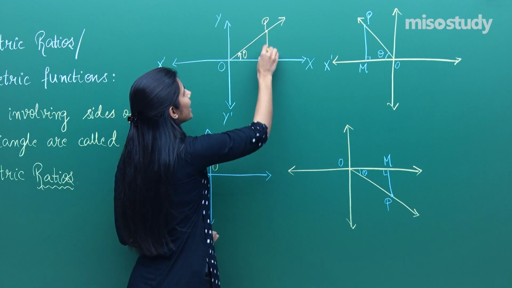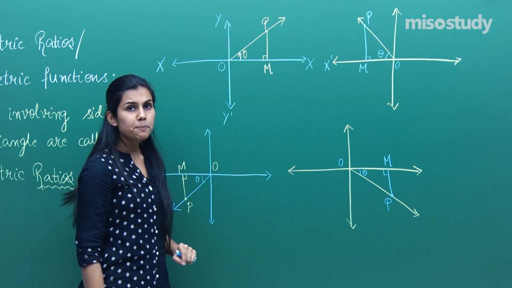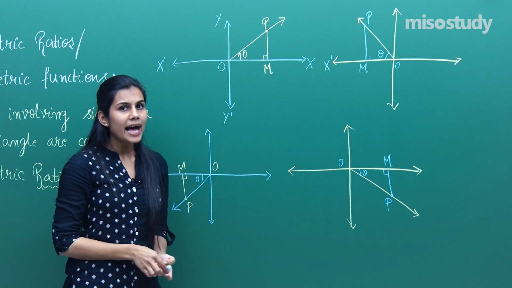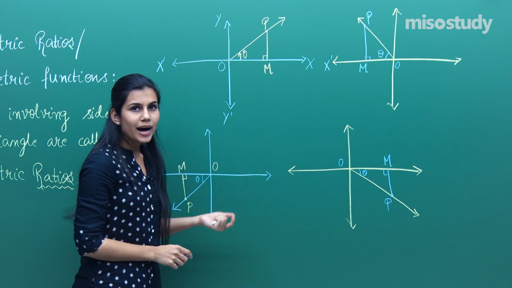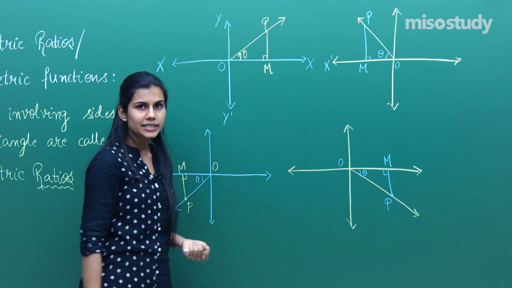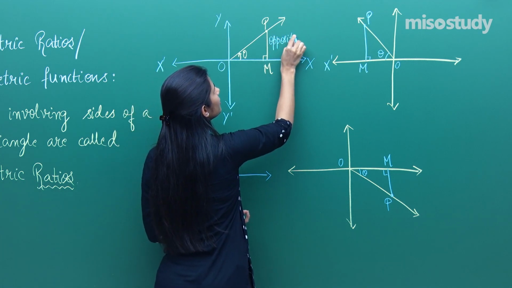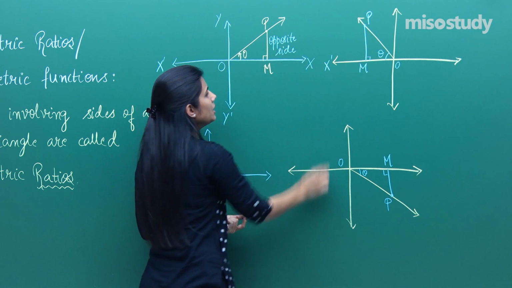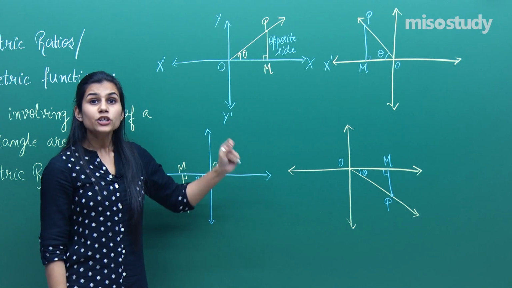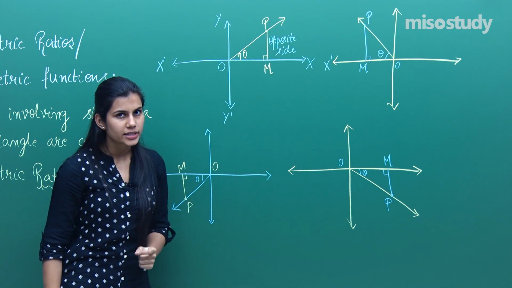If you observe the side PM of the triangle POM, the side PM is a side lying opposite to the angle theta. And that's why I name that side, which is lying opposite to my angle theta, as the opposite side. Mind it, the first step was to fix an angle theta. And then corresponding to that angle theta, PM is standing here as the opposite side.